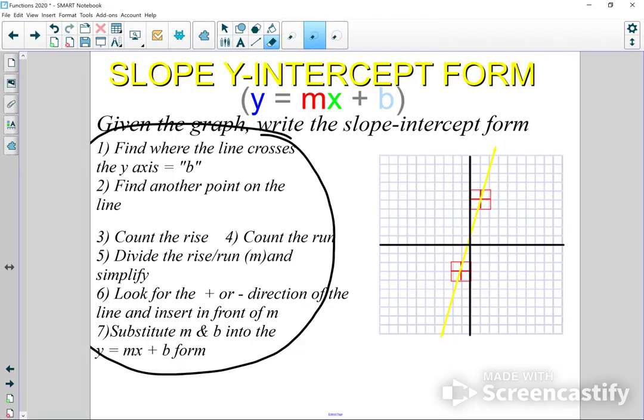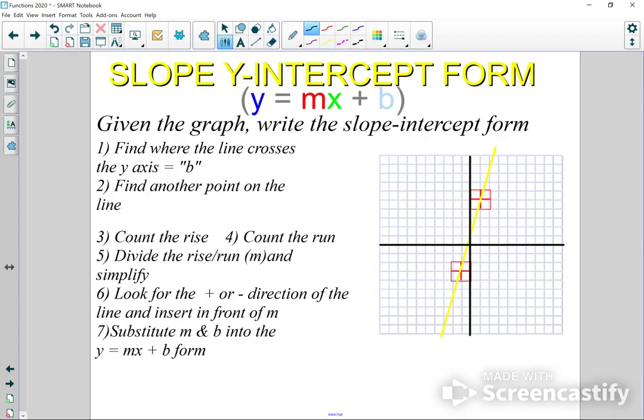I'm going to erase that circle just so it doesn't cover up any of the words for you, all right? Make sure you have all 7 of these steps down on your paper because they're important for us. I'm going to show you how we write this equation following these 7 steps. Find where the line crosses the y-axis. So I go to my y-axis and there it is. Well, that's a +1. So b must be 1.